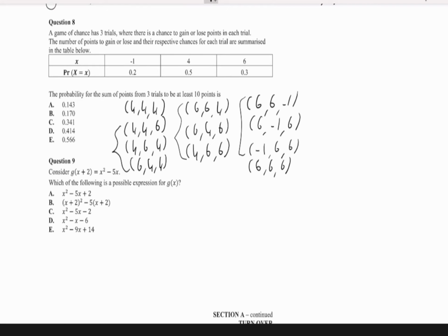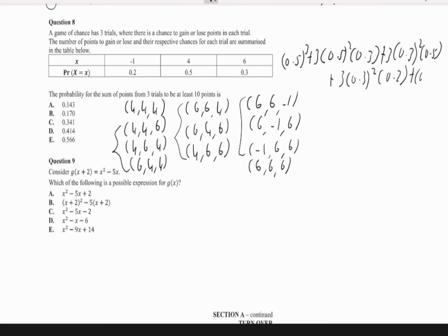So the probability of X greater than 10 is, first you would start off with here, 0.5 to the power of 3 plus 3 times 0.5 squared times 0.3. Add that to 3 times 0.3 squared times 0.5 plus 3 times 0.3 squared times 0.2 plus 0.3 to the power of 3, and that will give you option E.